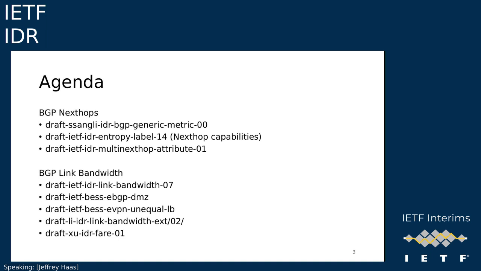In terms of our agenda, it'll be going slightly off of what the original agenda slides were. We'll be beginning with generic metric, moving into entry label, the next hop capabilities. And from there, we'll move to multi-next hop. And then after that, we'll move on to link bandwidth. The link bandwidth portion of the presentation will probably be a lot shorter than expected. We did not have any presentation slots offered by the people for the BESS documents.